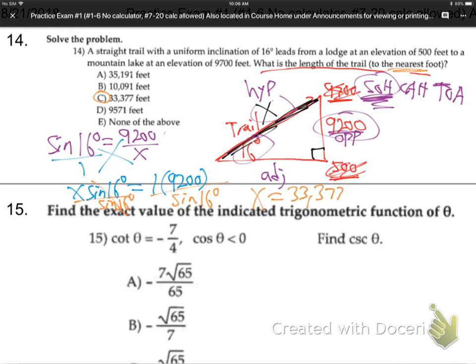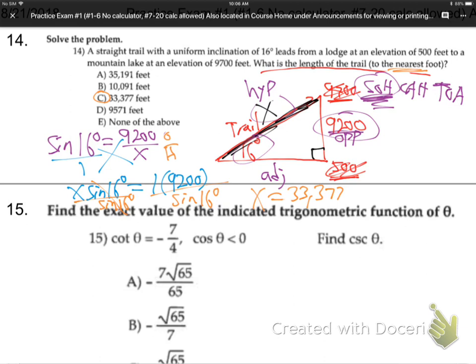So everybody see how I finished that up? I drew a picture, and the climb was 9,200 feet. I want the trail, which is x, the diagonal. So SOHCAHTOA: sine of 16 was the opposite over the hypotenuse. That's what SOHCAHTOA is representing to us. Then I just cross multiplied. Whenever you have a fraction on one side, you cross multiply and then divide by the sine of 16. Questions on that one? Is that good?